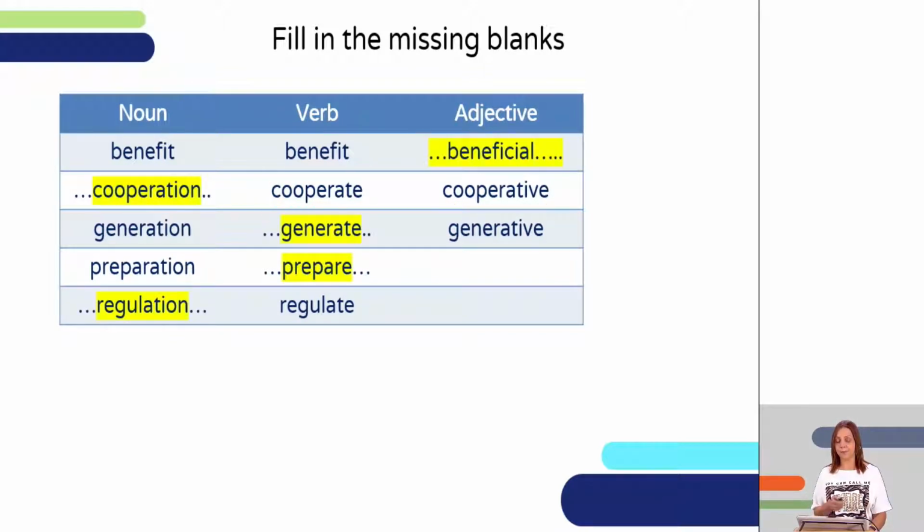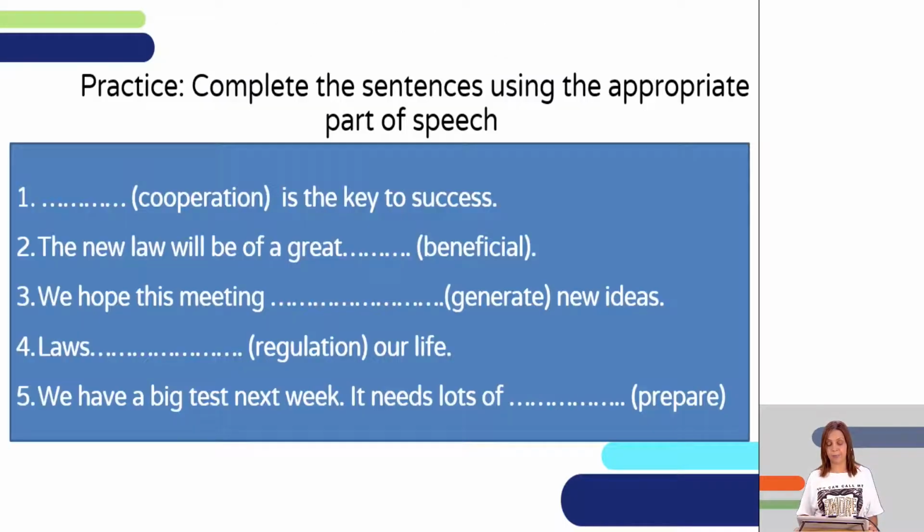Let's check. See? Benefit, benefit, beneficial. Cooperation, cooperate, cooperative. Generation, generate, generative. And preparation, prepare. Regulation, regulate.